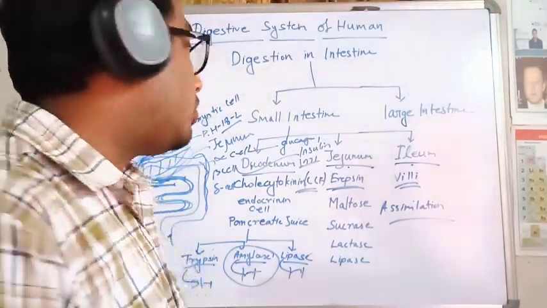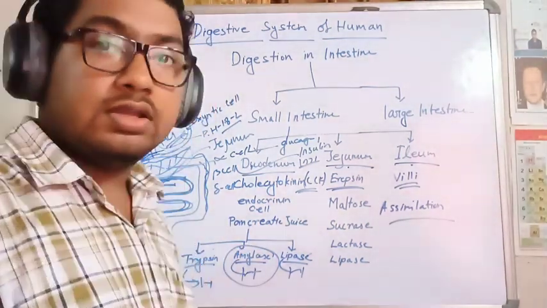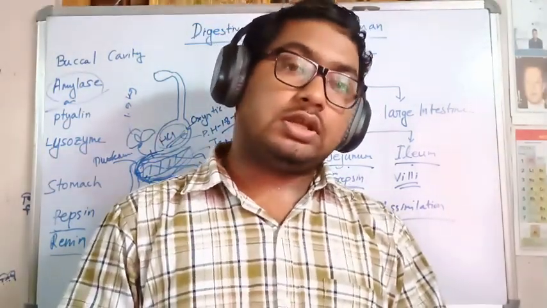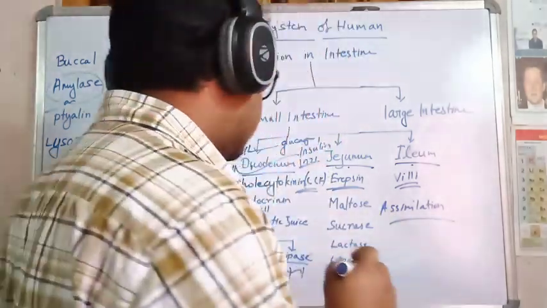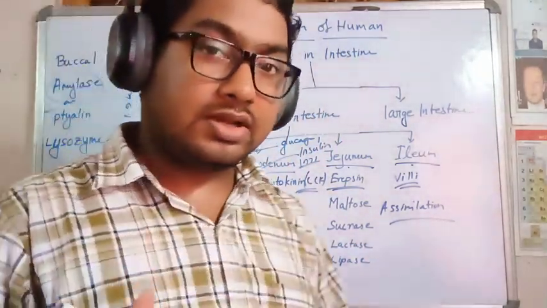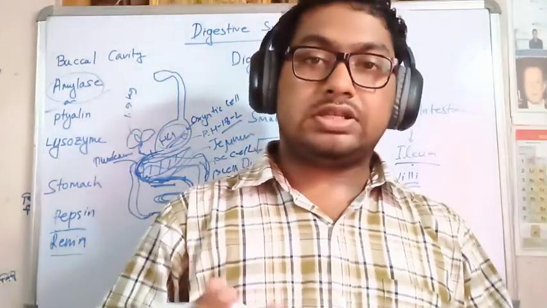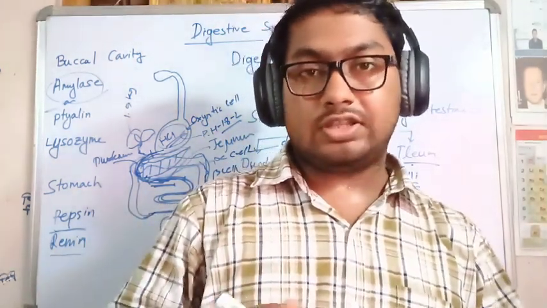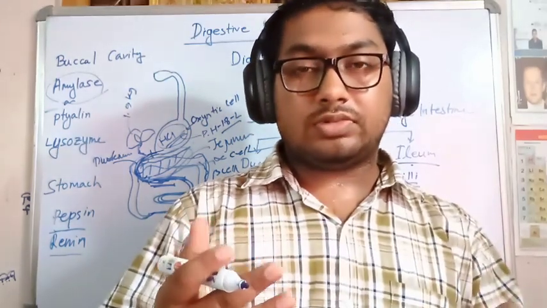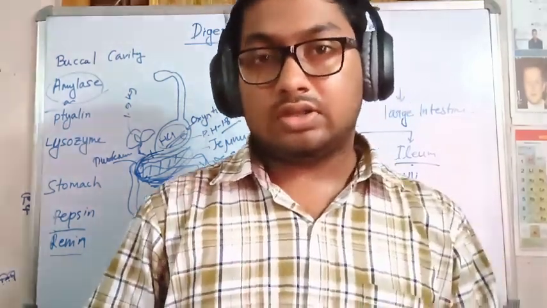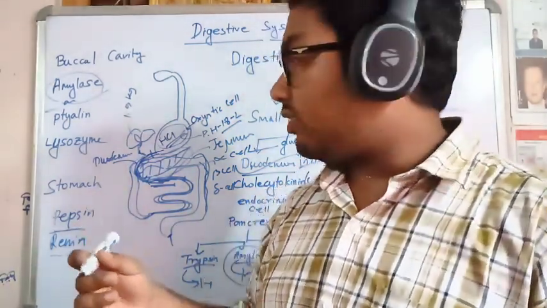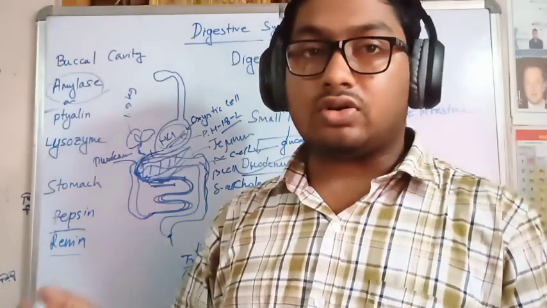And one more thing, the gallbladder secretes bile juice. And if there is any obstruction in the bile duct, then the liver can't take bilirubin from the blood, and the bilirubin spreads all over our body, and this disease is called jaundice.